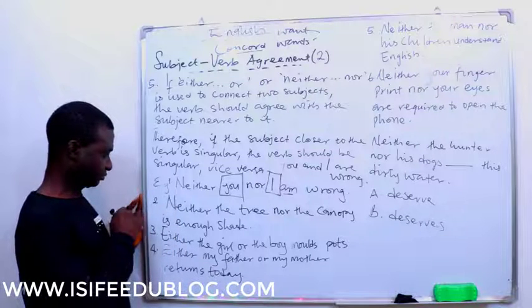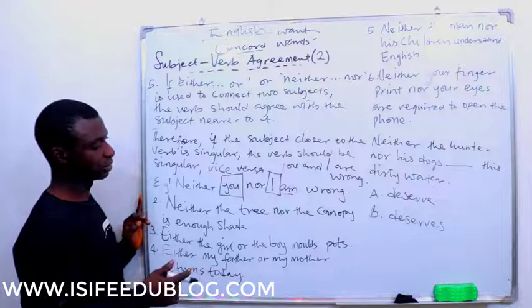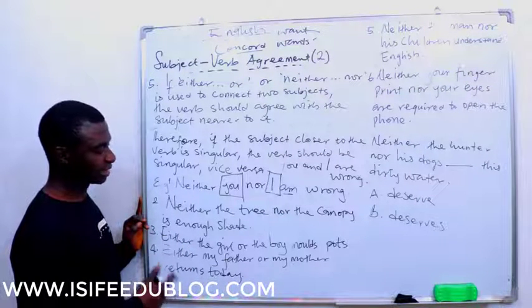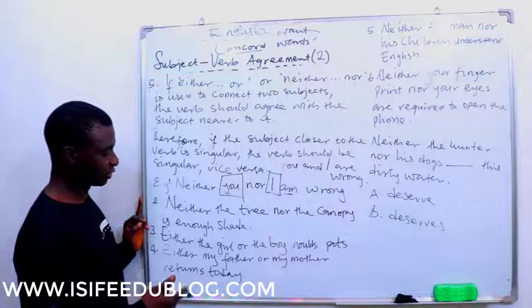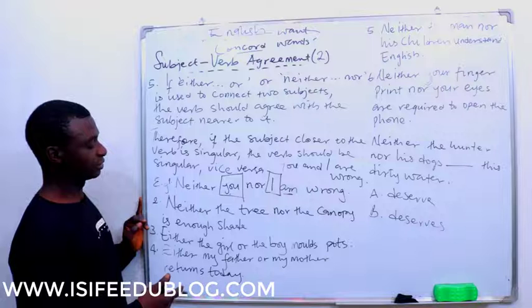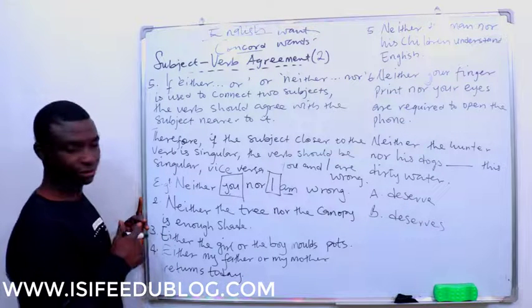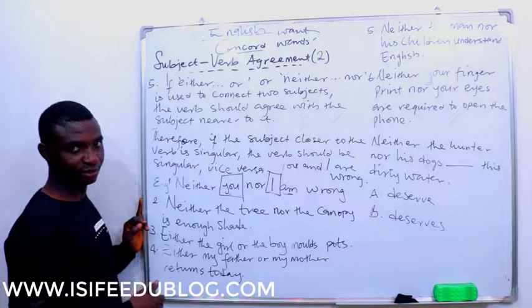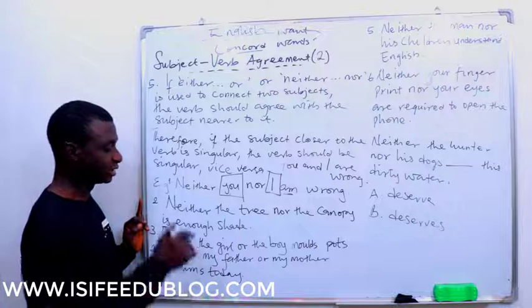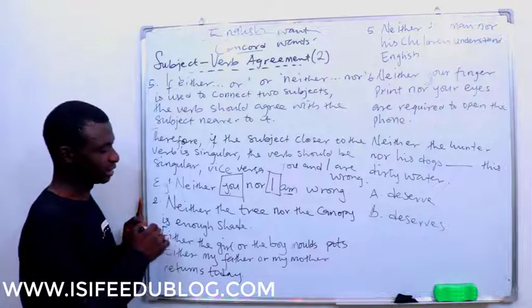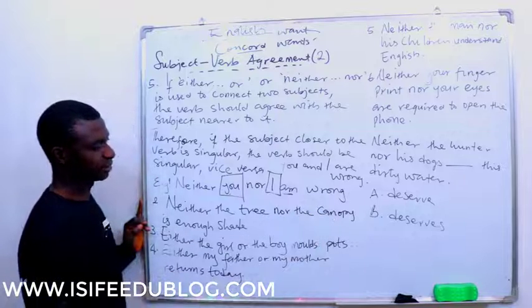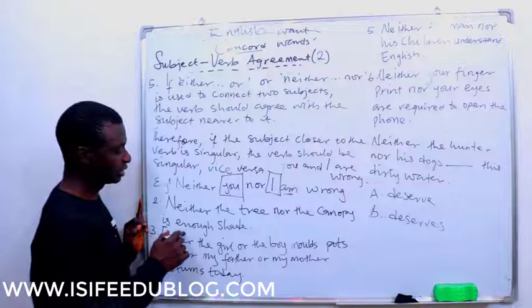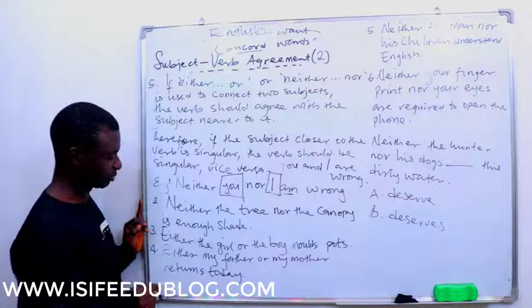Neither the tree nor the canopy is enough shade. Neither the tree nor the canopy is enough shade. Is is used, not are, because the tree is not part of the subject, or at least is not controlling the verb together with the canopy. Canopy alone is controlling the verb. Enough shade. Okay, that's not a problem.